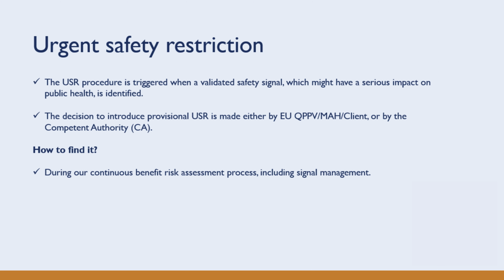Urgent safety restrictions. URS are critical processes triggered by validated safety signals that could potentially alter the benefit-risk balance of a medicine. This includes a thorough review of how urgent safety restrictions are implemented, the collaborative roles of various regulatory authorities, and the engagement of stakeholders in this process. This ensures a swift and effective regulatory response to mitigate any immediate risks to public health.